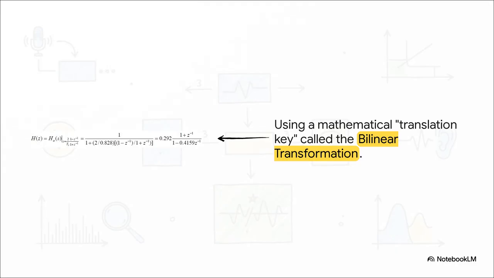And this crazy-looking equation, this is the answer. This is the bridge. It's an incredibly powerful mathematical tool called the bilinear transformation. You basically feed the analog blueprint into one side of this equation, and poof, out the other side comes a perfectly translated digital filter ready to rock and roll. It's literally the Rosetta Stone for filter design.